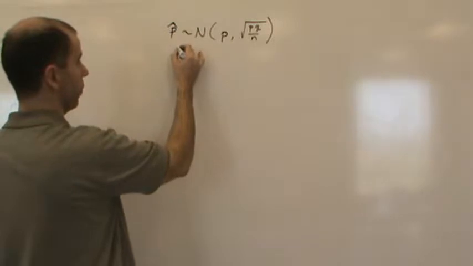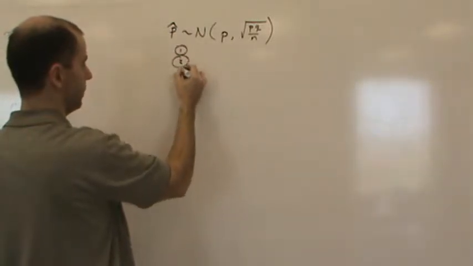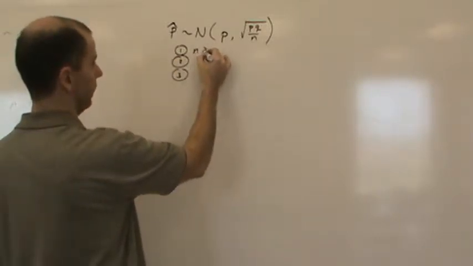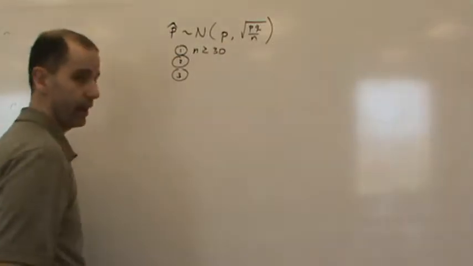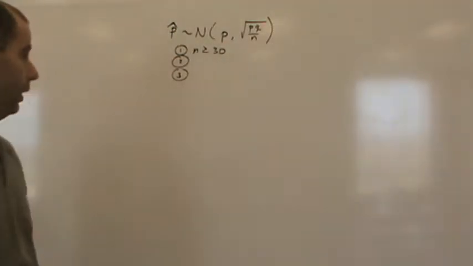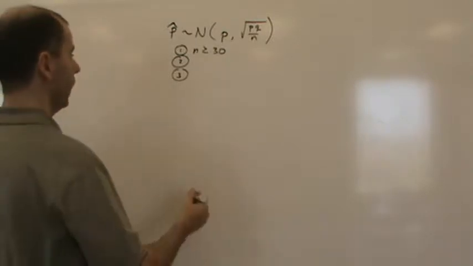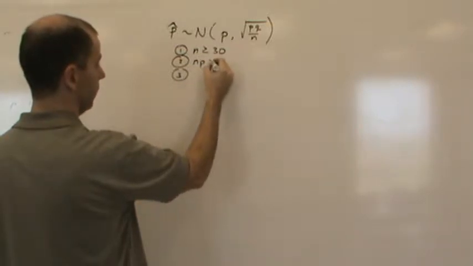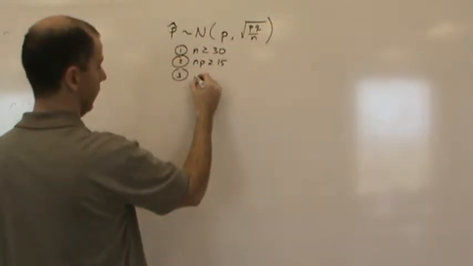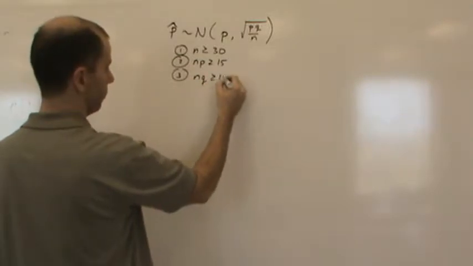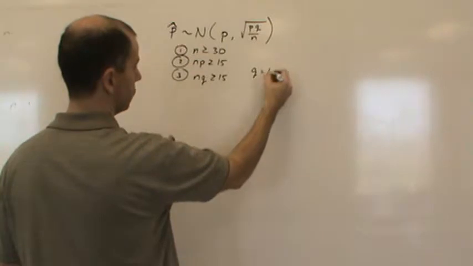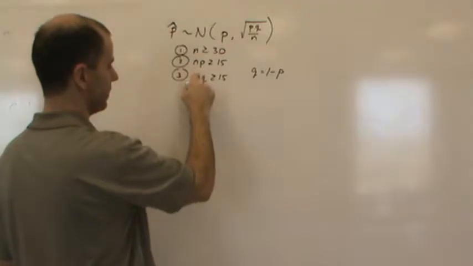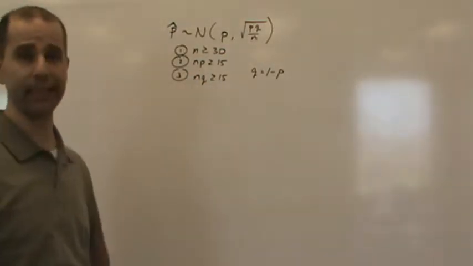And that, of course, is going to be if 3 conditions are met. One is that n is greater than or equal to 30. So that goes without saying. That's what we used for sample size. But in addition to that, we also need to know that n times p is greater than or equal to 15, and n times q is greater than or equal to 15. And remember, q is equal to 1 minus p. So basically, the expected number of successes and the expected number of failures both have to be at least 15.